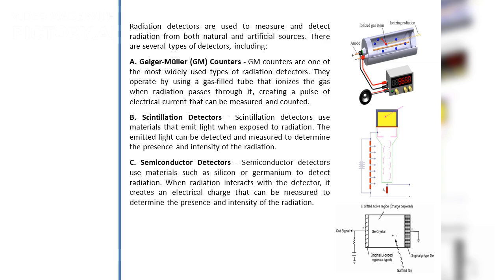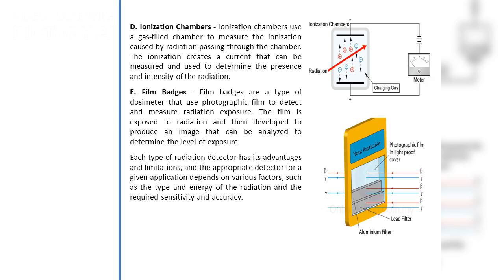Scintillation detectors use materials that emit light when exposed to radiation. The emitted light can be detected and measured to determine the presence and intensity of the radiation. Semiconductor detectors use materials such as silicon or germanium to detect radiation. When radiation interacts with the detector, it creates an electrical charge that can be measured to determine the presence and intensity of the radiation. Ionization chambers use a gas-filled chamber to measure the ionization caused by radiation passing through the chamber. The ionization creates a current that can be measured and used to determine the presence and intensity of the radiation.